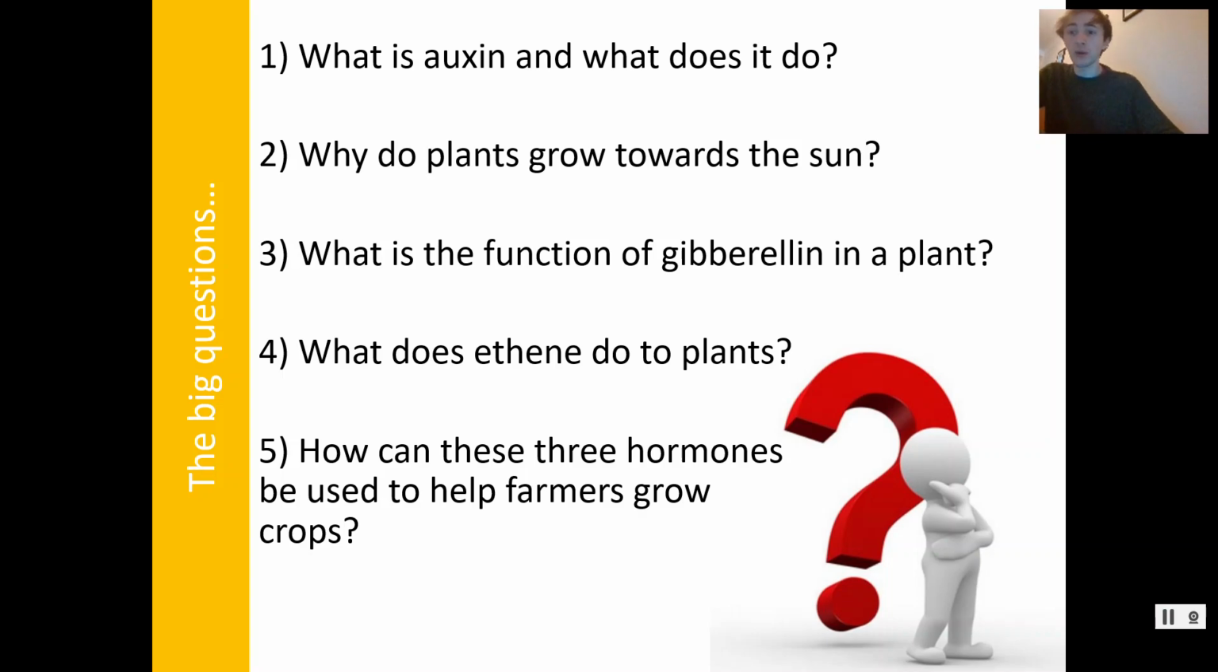Well, we can use auxins as rooting powders and weed killers. We can use gibberellin in order to make the seeds sprout at the right times so that they are growing simultaneously and growing when we want them to. Ethene can be used, if we inhibit it, to prevent ripening of fruit.